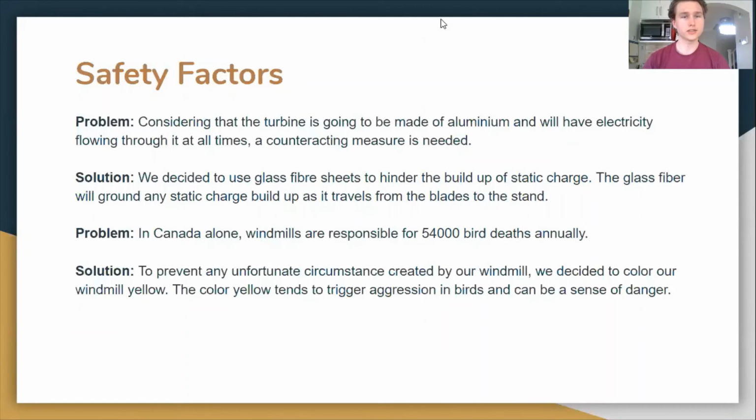Another problem we had is that we were concerned about bird deaths, as these do tend to be caused in large numbers by wind turbines. So to prevent this, we decided to paint our windmill yellow. This is in an effort to deter birds, as they don't appear to like the color yellow very much, and it also happens to be one of our school colors.